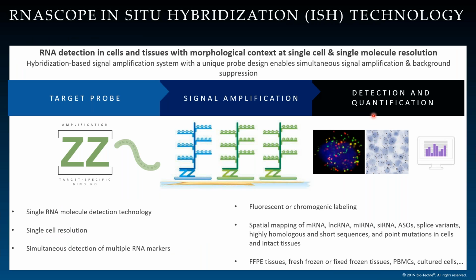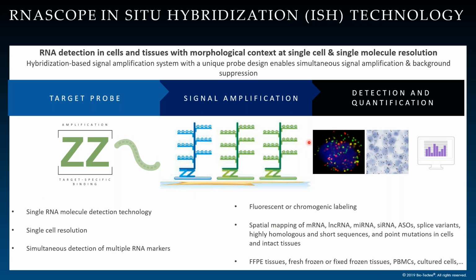The great thing about this technology is that it is applicable to a wide range of sample and species types. And this technology has been used in a number of research areas to identify biomarkers in cells and tissues with morphological and spatial context. The three unique parts of this technology are the target probe design strategy, where we will design specific target probes against the target transcript of your interest.